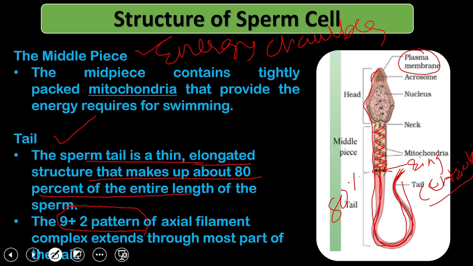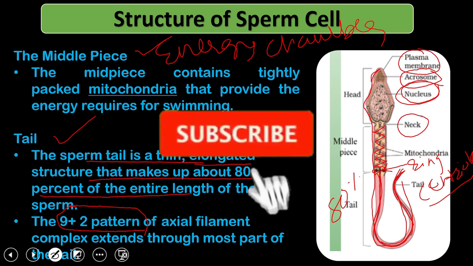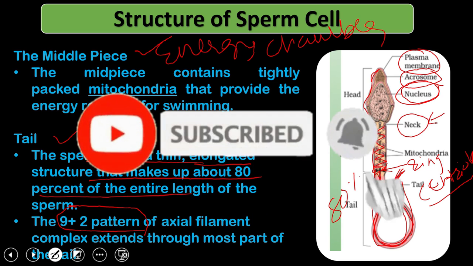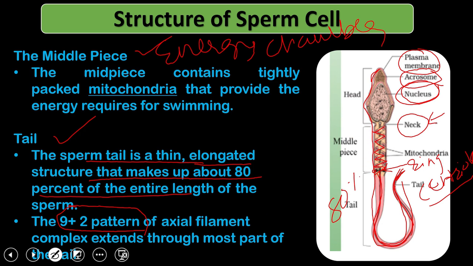Each part has a specific function. The head region has a nucleus and acrosome. The acrosome helps in penetration. The nucleus contains hereditary information. The neck region has a centriole, which helps in the formation of the axial filament, as well as in the cleavage of the fertilized egg cell. The middle piece has mitochondria, the powerhouse, again the energy chamber, and the tail has axial filaments responsible for the motility of sperm cells. So this is the structure of sperm cells.